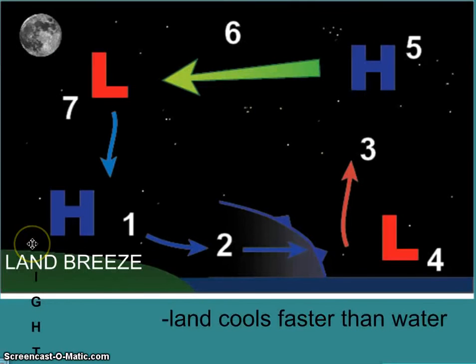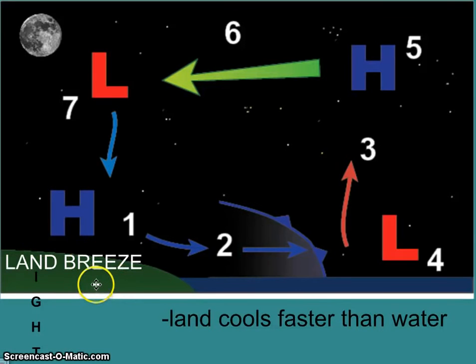Now at night, we have the exact opposite situation. At night, we have what's called a land breeze. And the way you can remember that land breezes happen at night is to remember the N in land also stands for night. Now, this is the sand at the beach, and we know at nighttime that that sand is really cool, and we don't even need our flip-flops.